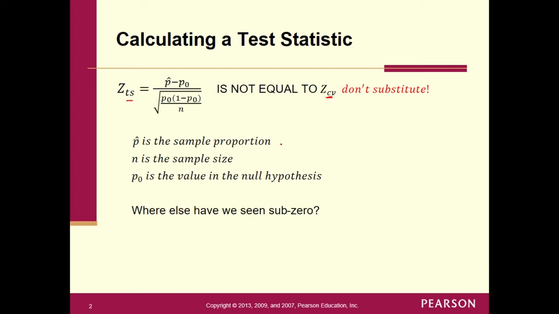So where else have we seen the idea of sub 0? So what the book is trying to do is remind you where this is coming from. So remember that the symbol for the null is H sub 0. So they're trying to do you a favor here, to remind you that when you have P sub 0, that's just the value that's coming from the null hypothesis. All right.